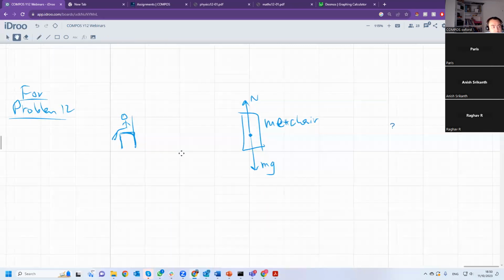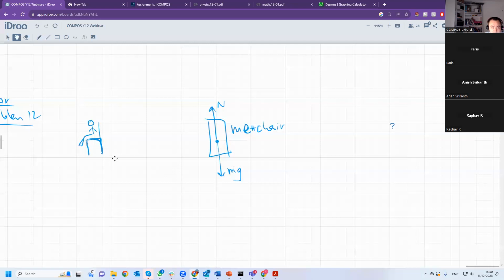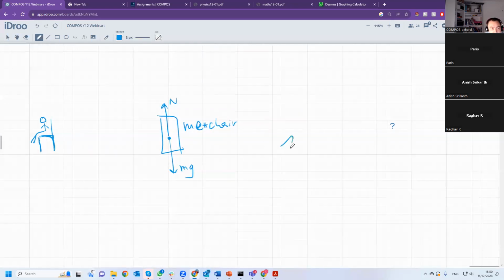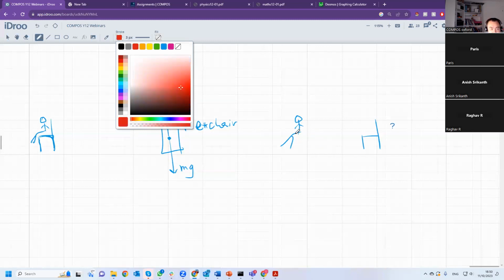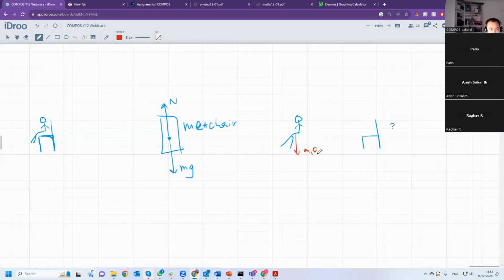You can do that, but you can split this into two objects. You can do just me, and just the chair. So if you do just me, that would be my weight, m1g, and the normal reaction from the chair on my body. For the chair, there's the normal reaction of me sitting on the chair, the weight of the chair, m2g, and the normal reaction from the floor, which is n2. Yeah, and that's it.